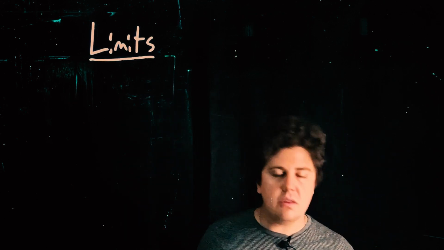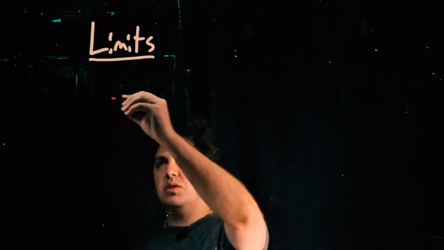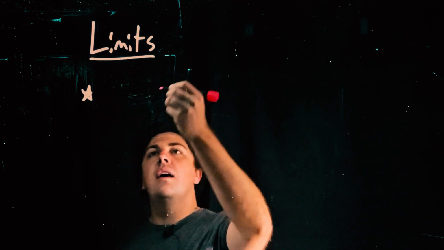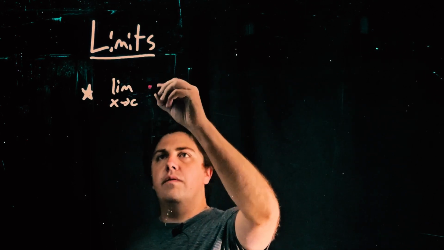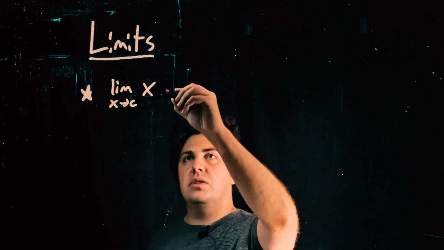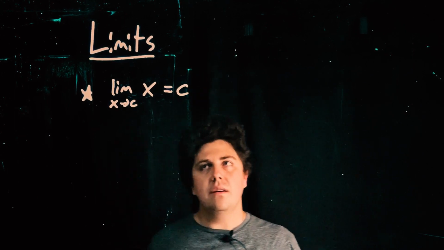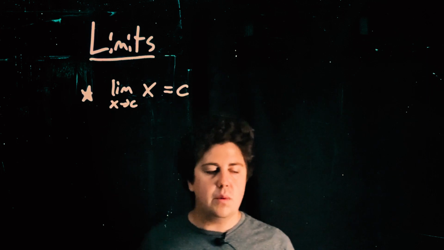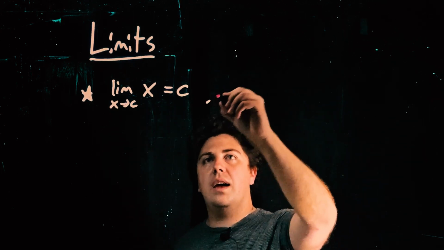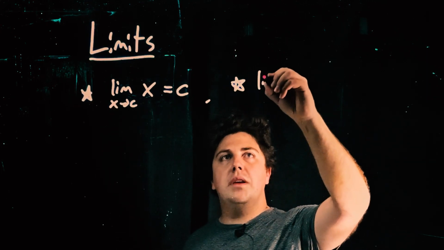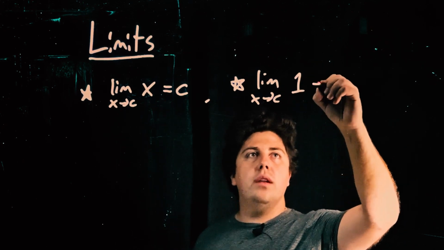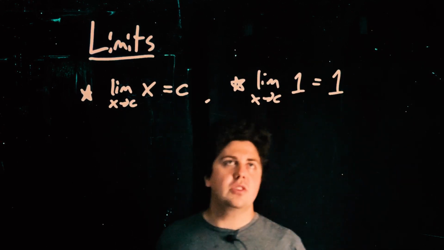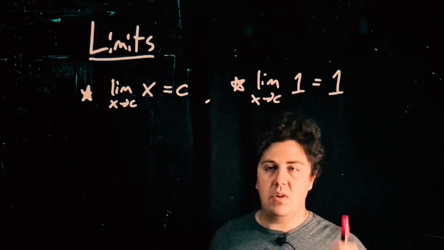First, we have to start somewhere. Let's start with two basic ideas. The limit of the function x as x approaches c is just going to be c. I think that's fairly straightforward, and we can get our heads around that. And the limit as x goes to c of the constant function 1 is just always going to be equal to 1. We don't really have to worry about it.